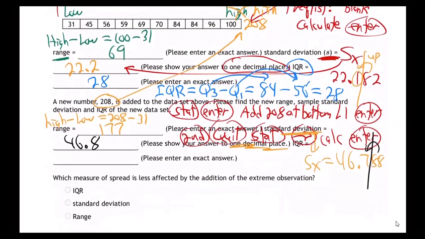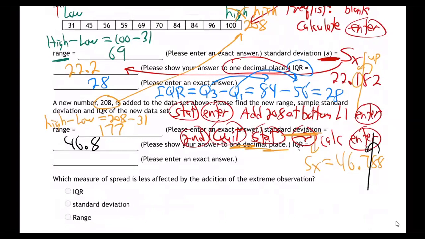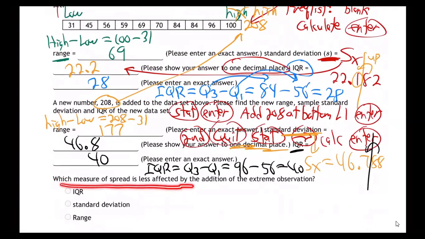So now, finally, they want the IQR. IQR, interquartile range, is, again, Q3 minus Q1. Q3, my calculator told me, has now become 96, and Q1 is 56, so the IQR is now 40. So there we go. Now, here's their final question. Which measure of spread is less affected by the addition of the extreme observation? What in the world are they talking about?